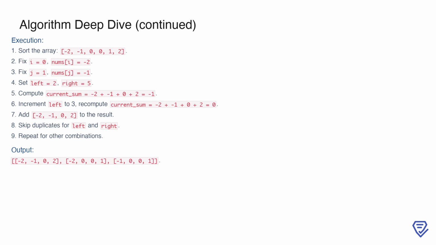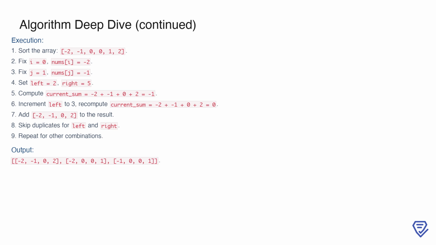The left pointer starts at index 2, and the right pointer starts at index 5. Calculating the current sum, -2 plus -1 plus 0 plus 2, gives -1. Since this is less than the target, we move the left pointer to index 3 and recalculate. This time, the sum equals 0, so we add the quadruplet, -2, -1, 0, 2, to the result. After adding it, we skip over duplicates for both the left and right pointers, ensuring no redundant quadruplets are included.